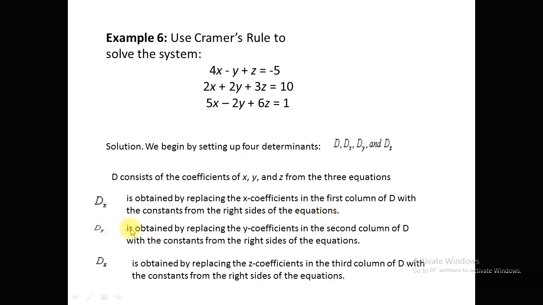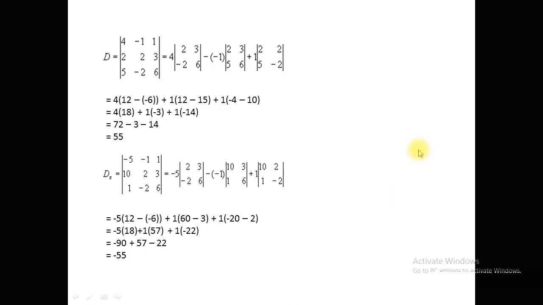Similarly, Dy is obtained by replacing the y coefficients in the second column of D with the constants from the right sides of the equations, and Dz is obtained by replacing the z coefficients in the third column of D with the constants from the right sides of the equations. So first of all, construct the D determinant.